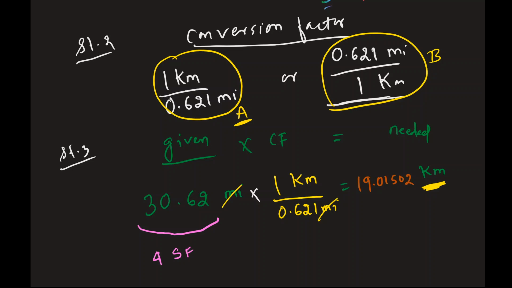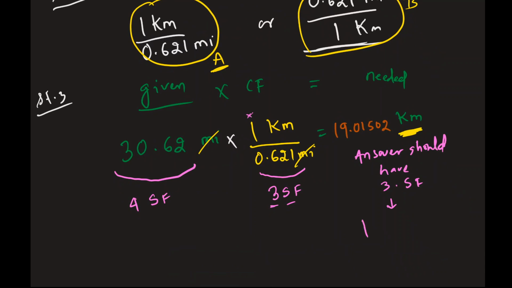The 1 does not count, but the 0.621 is a measured number, so this one is 3 sig figs. If you have a conversion between two different unit systems like US and metric, then this is not by definition. Somebody has measured it, so this is going to be 3 sig figs. So how many sig figs should our answer have? 3 sig figs. Good.